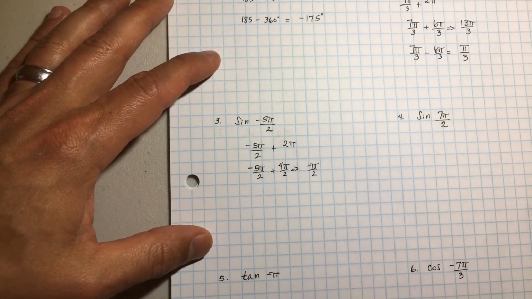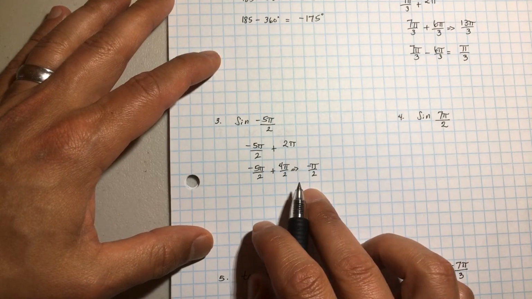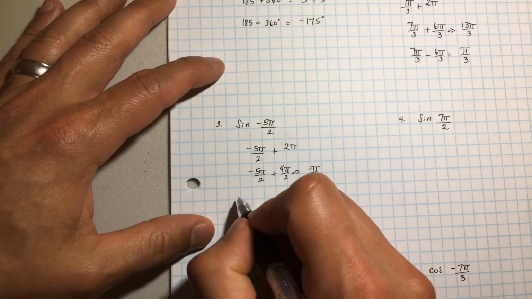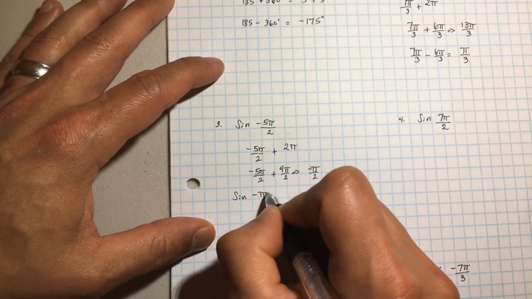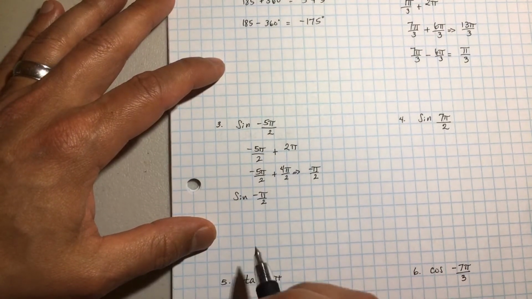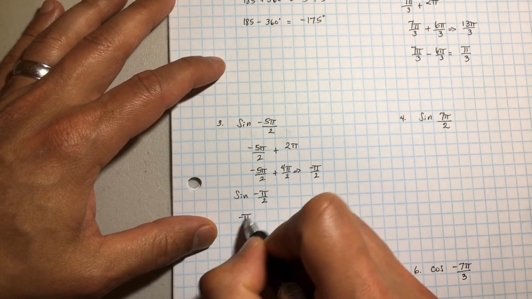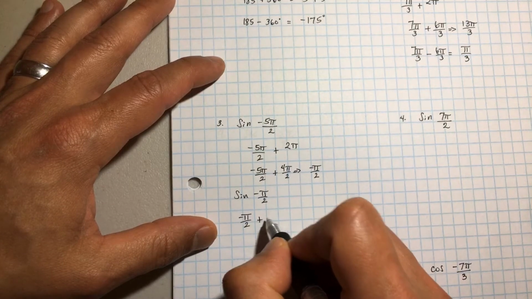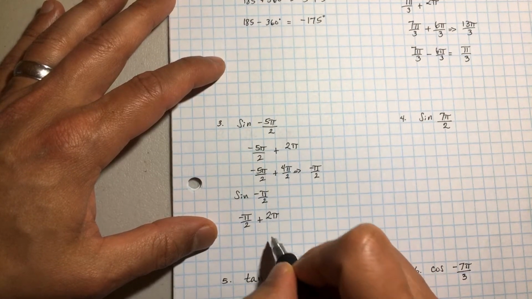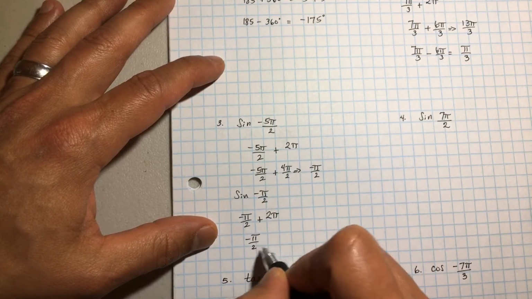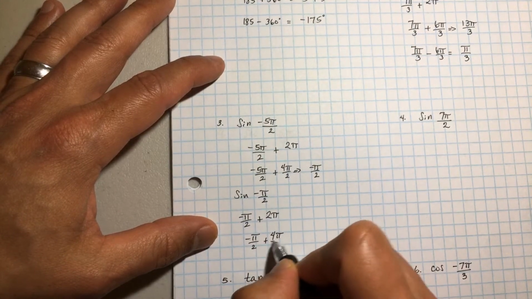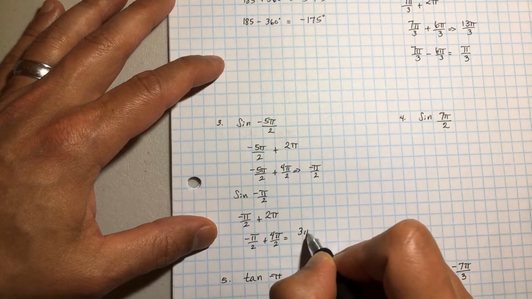But wait a minute, I don't like dealing with negatives, so I'm going to do it again. Now we have sine of negative pi over 2. So I'm going to add 2 pi again. I'm going to go around the circle one more time. So 2 times 2 is 4, so negative pi over 2 plus 4 pi over 2. That's going to give me 3 pi over 2.